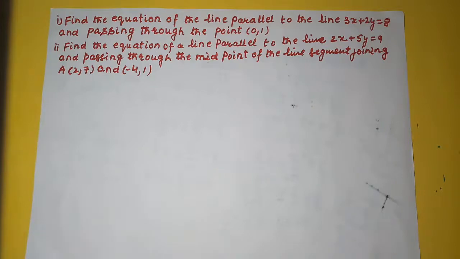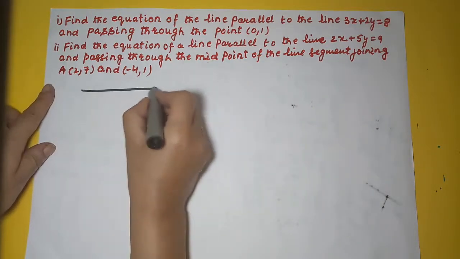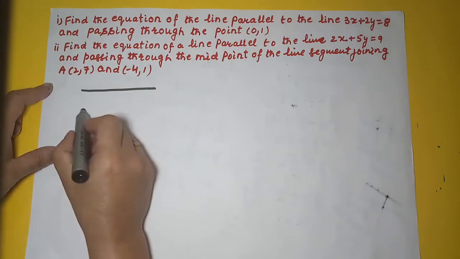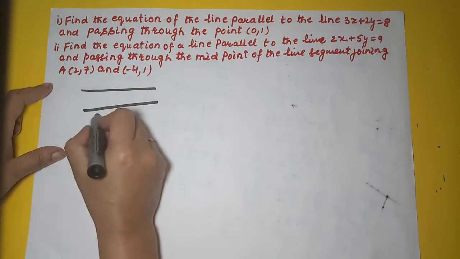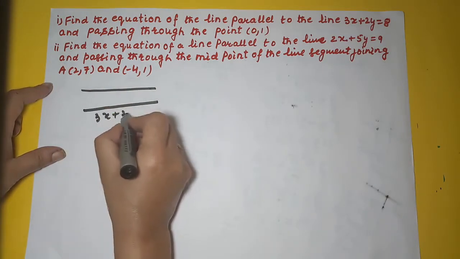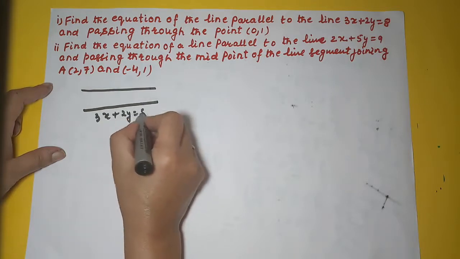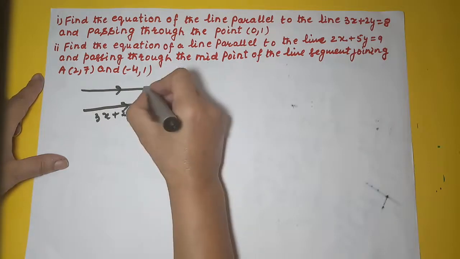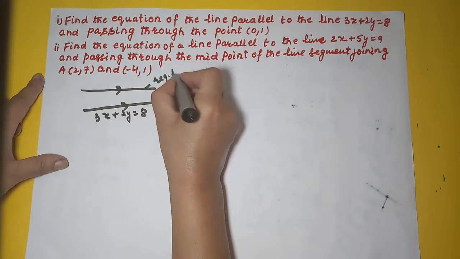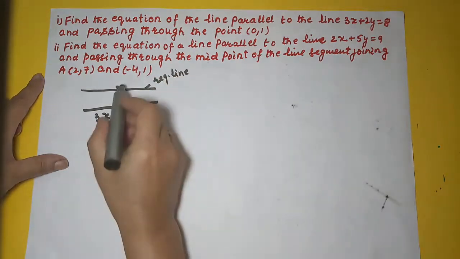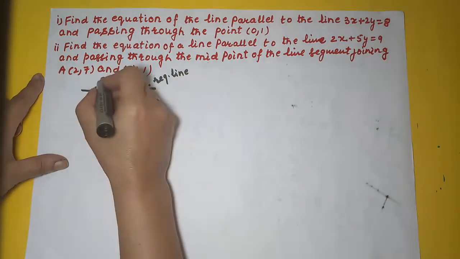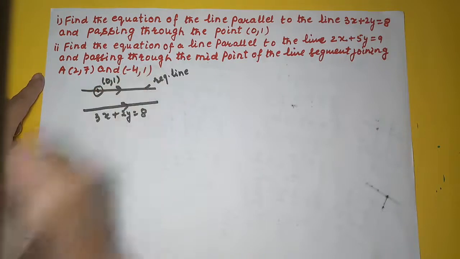Now we have a line. This is our required line of which we have to find the equation. This required line is parallel to this line whose equation is given. Right? So these two lines are parallel. This is my required line. I have to find the equation of this line. And this line also passes through the point (0, 1).